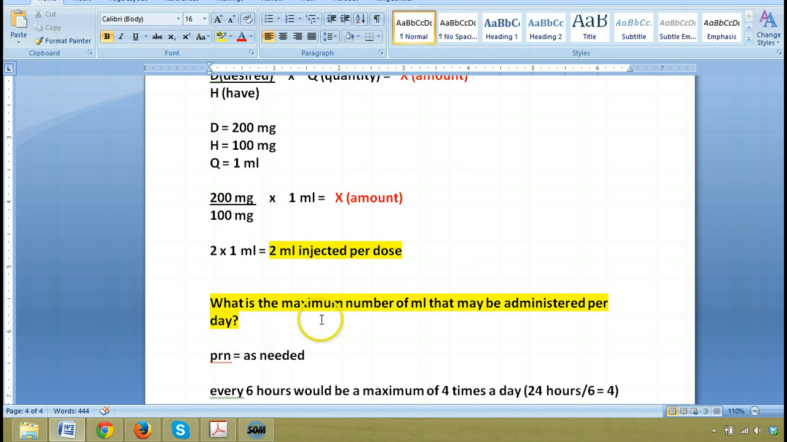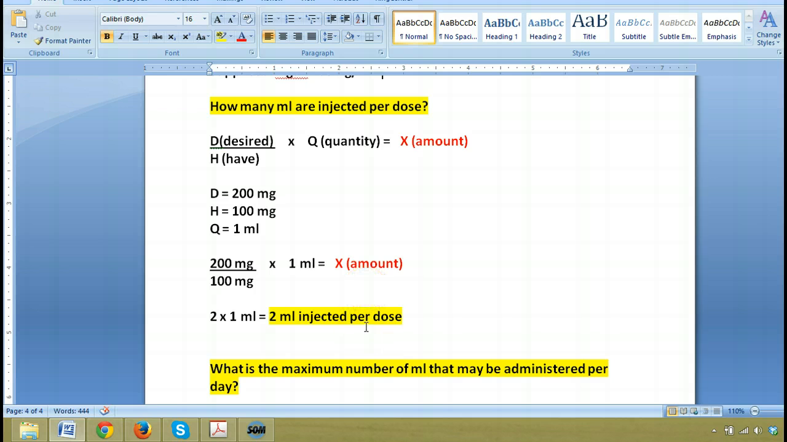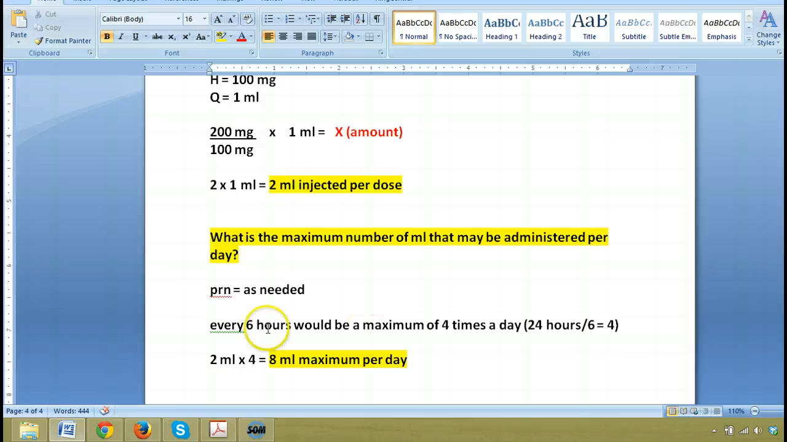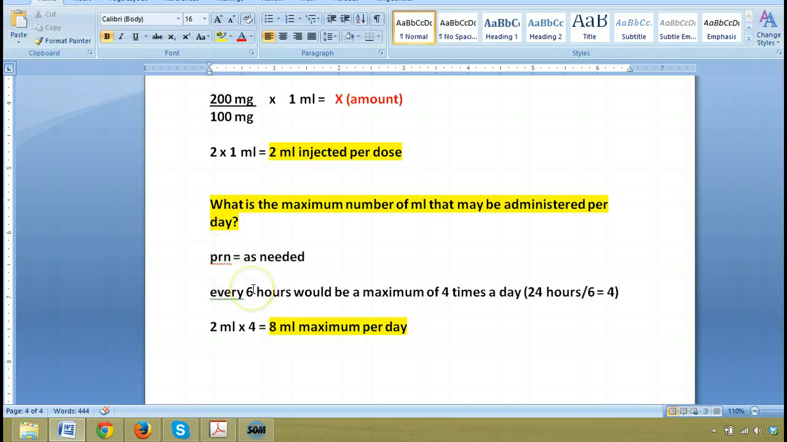But we do have a question. What is the maximum number of mils that could be administered per day? This is as needed. So this patient might just get 2 mils, might just get 1 dose. But if this patient needs to take the maximum amount throughout the day, what would be the maximum number of mils that this patient could be given per day? Well, if you remember, the order said every 6 hours. How many times is that a day? Well, we know there are 24 hours in a day, right? So if you divide 24 hours by 6 hours, you get 4 times a day. So 2 mils times 4 is 8 mils. You would give this patient a total of 8 mils a day and no more than that.